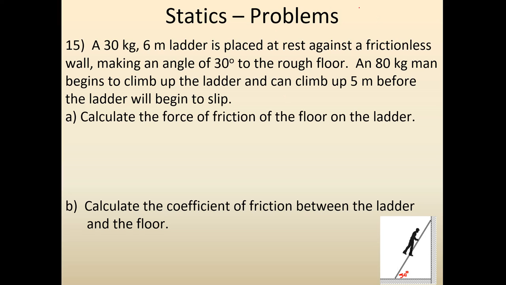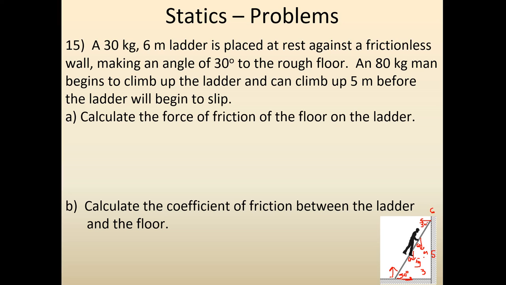So when I do my FBDs, it looks essentially the same. I have the force coming from the man, the force coming from gravity, I have friction, and I have the normal force. I'm not labeling them. This one is going to be acting at 3 meters, this is at 5 meters, and this is at 6 meters. And just like last time, the angle that the ladder is making to the floor is going to be the same as this angle, and then these two are going to share the complementary of 60.